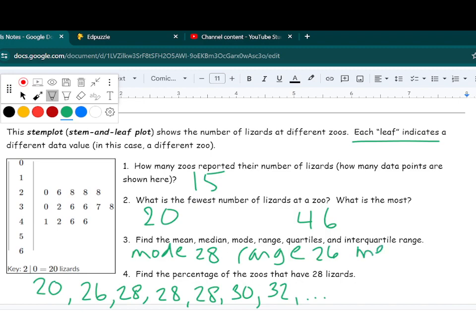So when I put it in my calculator, I find that our mean is 34.27, or we can round to 34.3. Median is 36. And then our Q1, I find, is 28. Our Q3 is 41. So our IQR is 13, just subtracting the quartiles.